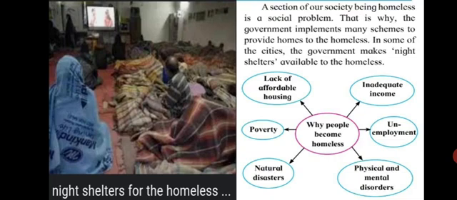So why do people become homeless? Look at the chart. Some reasons are listed here, like lack of affordable housing, poverty, natural disasters like earthquakes, floods, inadequate income, unemployment, physical and mental disorders are some of the reasons why people become homeless. We all have a right to clean potable water, sufficient food, a safe shelter, and education.